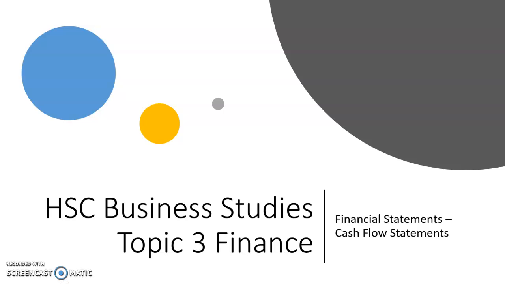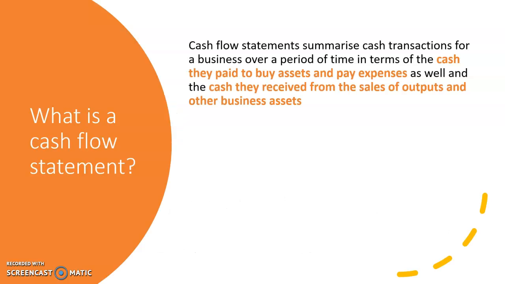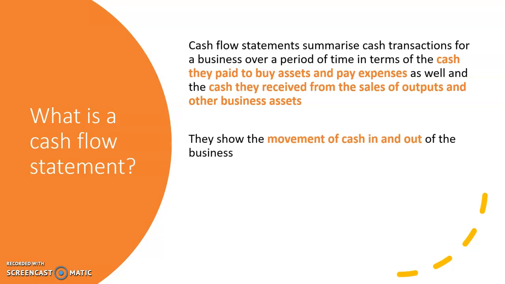Let's have a look at cash flow statements. Cash flow statements are going to summarize the cash transactions of a business for a given period of time. They're going to show the cash the business paid to buy assets or pay their expenses, as well as the cash that they received from the sale of their outputs or any other business assets they sold over that period of time. Put simply, they show the movement of cash in and out of the business.